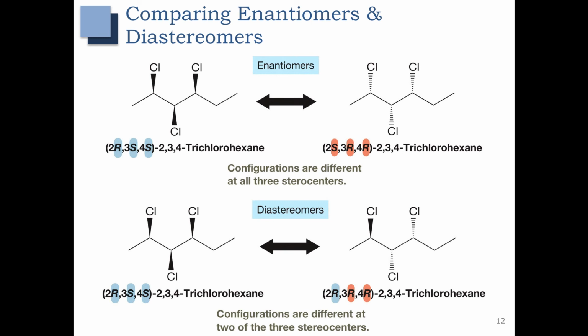In the bottom example, you'll see that if we just flip 1 or 2 of those stereo centers, we don't get an enantiomer, we get a diastereomer. So this bottom right one, we flip 2 stereo centers and we have a diastereomer rather than an enantiomer. If you were to draw on the hydrogens, make sure that you're drawing in the hydrogens next to those hashed lines.